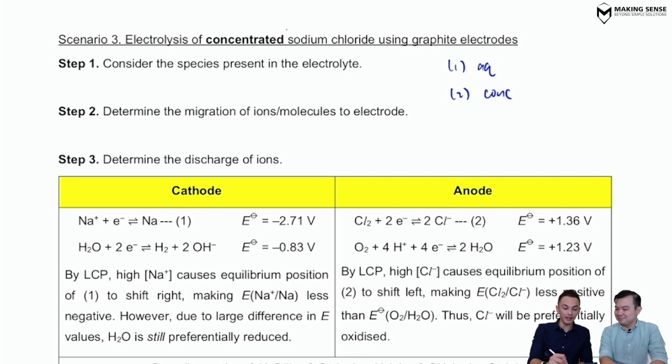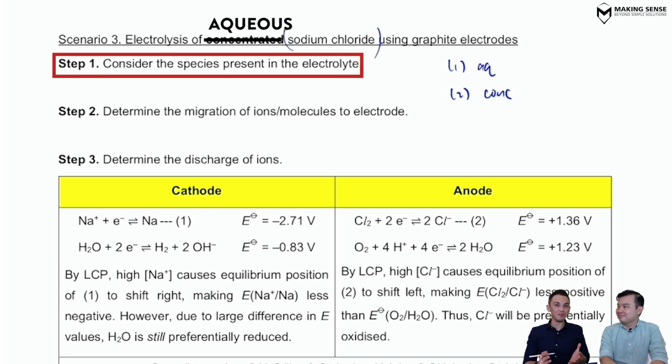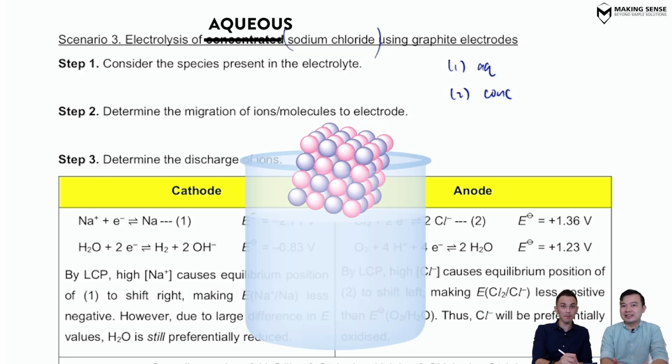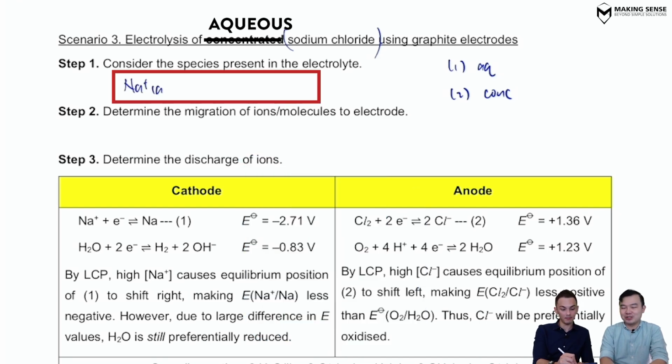Now, imagine you're given aqueous sodium chloride. The very first thing we do is we focus on the electrolyte and we ask ourselves the question, what are the species that are present? So Mr. Leong, can you tell us what species are present? So NaCl, ionic substances that are soluble in water, they dissolve to give me ions. So you have Na+, Cl-, as well as the solvent, which is going to be water. Okay, so let's write this down. We have Na+, Cl- as well as water.